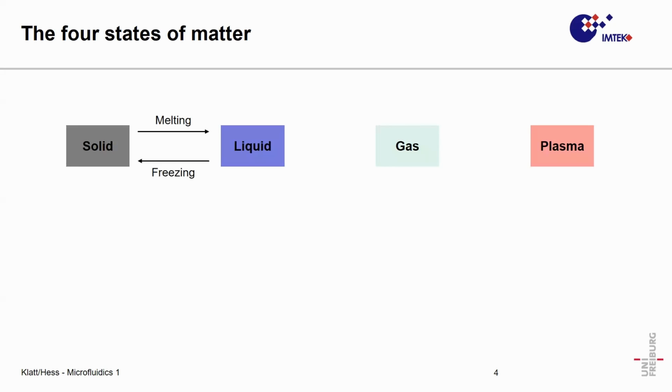So if a substance is a solid, and then it changes into the liquid state, we call this process melting. And when it's the other way around, the process is called freezing. When a substance changes its state of matter from liquid to gas, we call it vaporization. And the other way around, one speaks of condensation. For the change between gas and plasma, this process is called ionization. And again, the other way around, it's deionization.